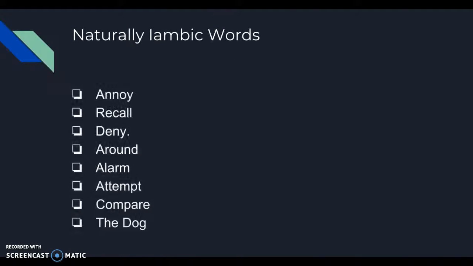Naturally iambic words. Some naturally iambic words are words like annoy, recall, deny, around, alarm, attempt, compare, or the phrase the dog.